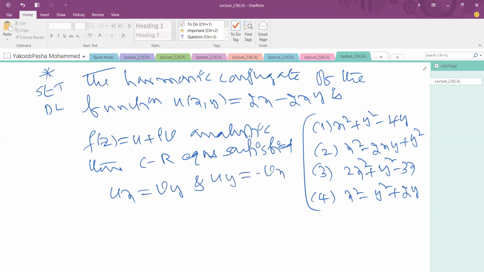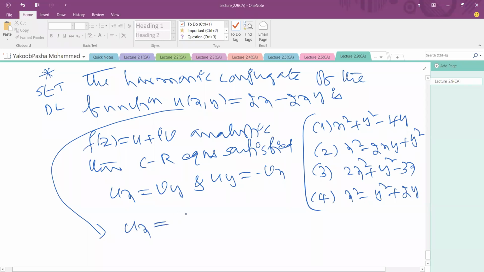Okay. In this method, ux is equal to vy and uy is equal to minus vx. We are given u here, and from u our target is to find v. Since u is given, find ux first. That is equal to 2 minus 2y. Okay, now ux is equal to vy by the Cauchy-Riemann equations. So I am writing here, therefore, vy is equal to 2 minus 2y.